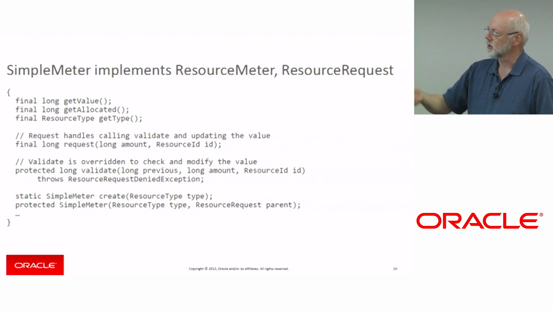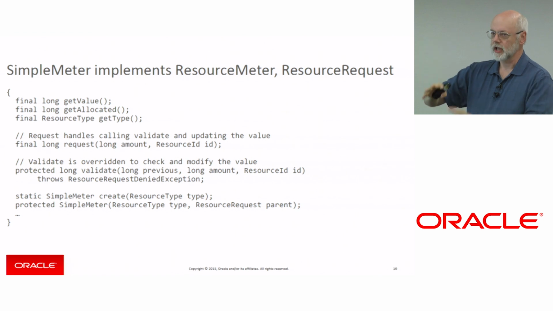So Simple Meter has a really simple interface. It's got methods to get the current value, the total value, the type. The request is the operative method that, when a resource is being used, calls the meter and says, I want to use this much, or release this much. If the amount is positive, it's a request. If it's negative, it's a release, and the resource ID.